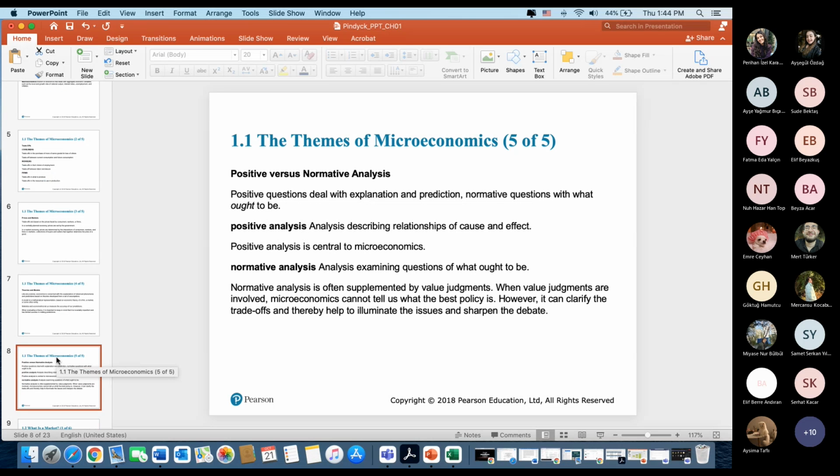So if you look at positive and normative analysis, it's very easy to get the logic behind it, and you will understand easily. Positive questions deal with explanation and prediction. Normative questions deal with what ought to be. So I am going to give an example for you. Okay.